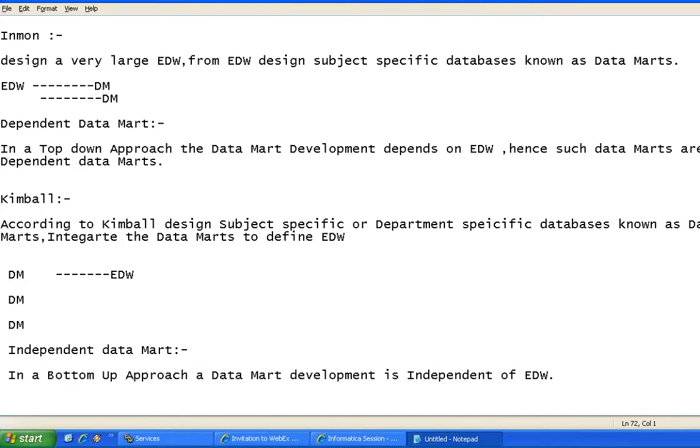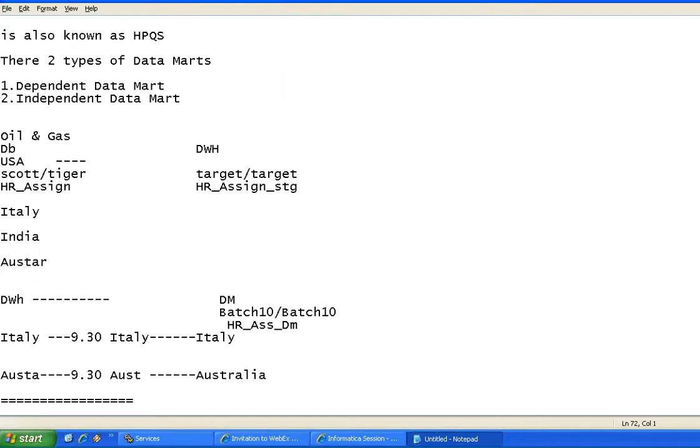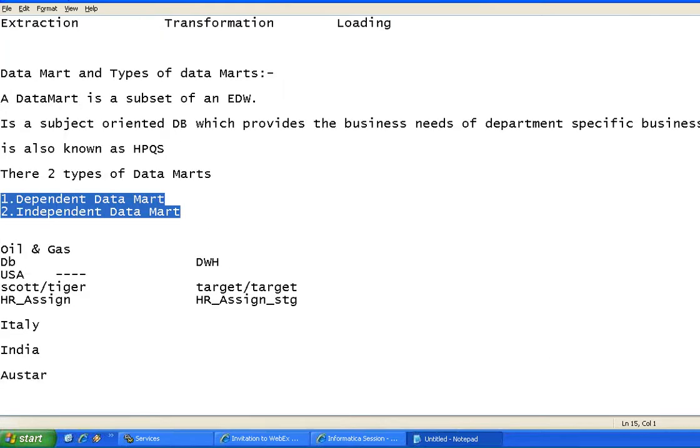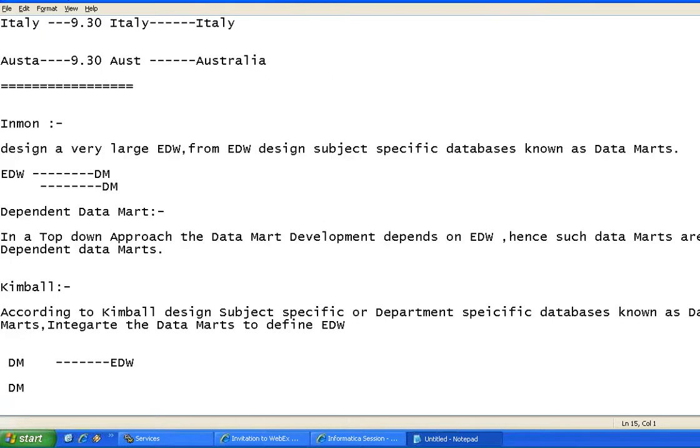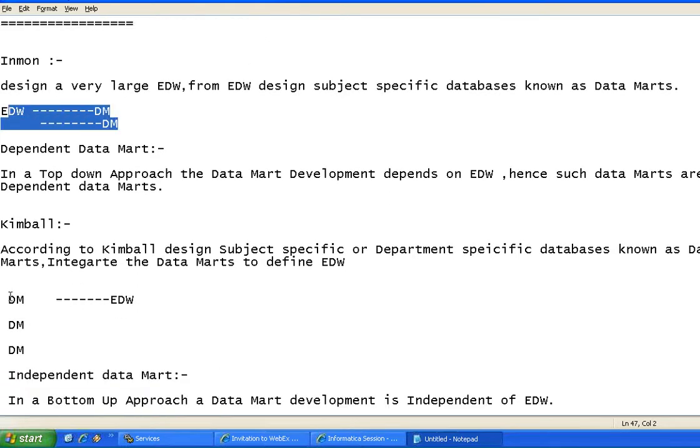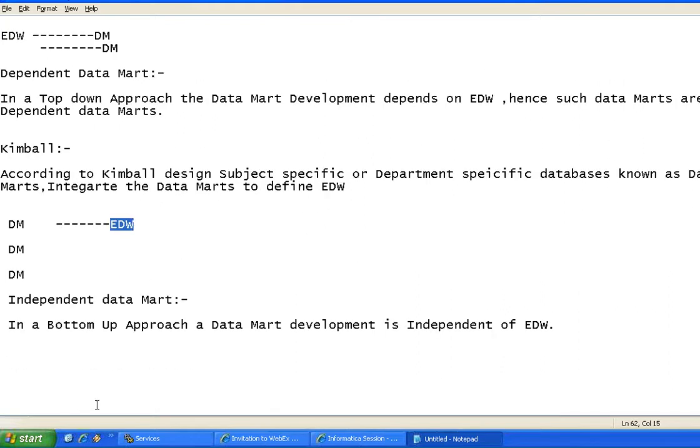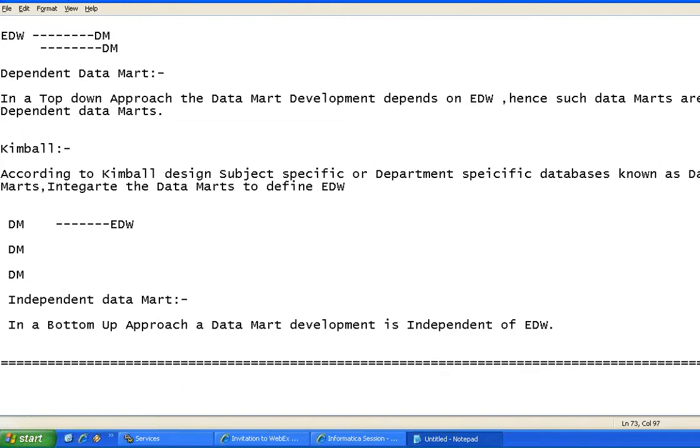So these are the two types of data marts we have: dependent data mart and independent data mart. Dependent data mart means it completely depends on the enterprise data warehouse. Independent data mart means first the data mart is defined, then we integrate it into the enterprise data warehouse. It depends upon your business whether you go for dependent or independent, that means whether they want to follow the top-down approach or the bottom-up approach. Generally, we follow the top-down approach in most cases. Only if the business particularly requires bottom-up, then we go for bottom-up.